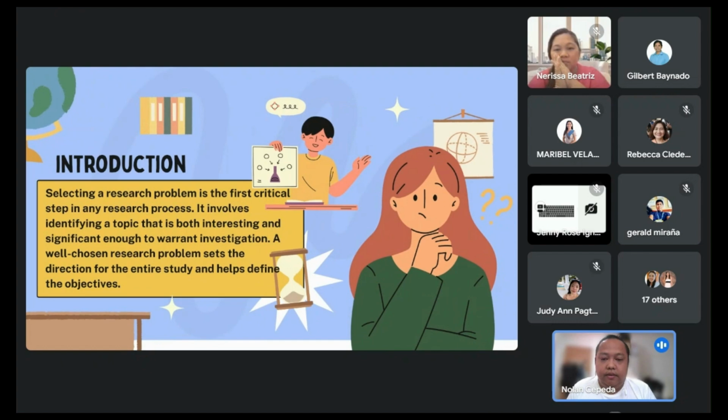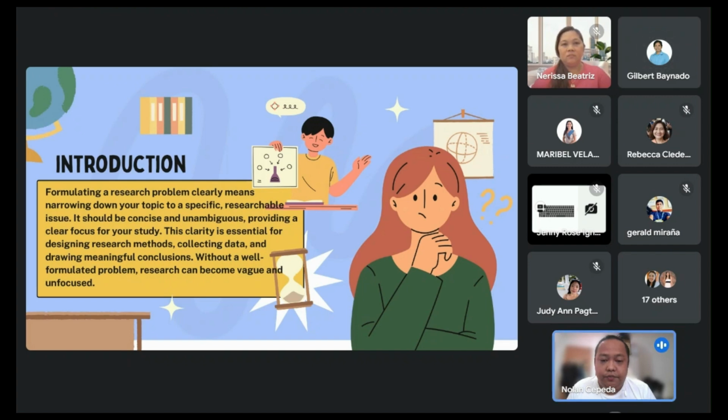Selecting a research problem is the first critical step in any research process. It involves identifying a topic that is both interesting and significant enough to warrant an investigation. A well-chosen research problem sets the direction for the entire study and helps define the objectives.